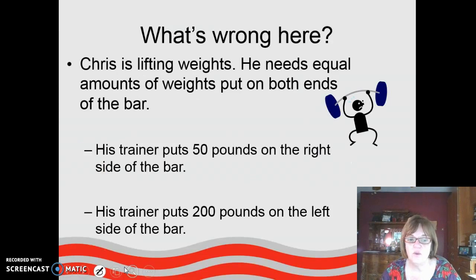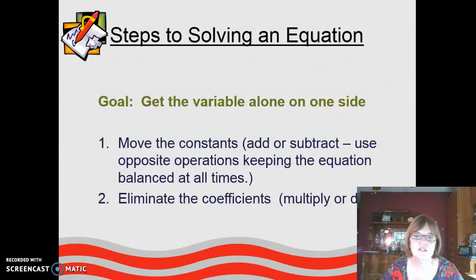And you all know that when you lift weights, I know Kelly lifts weights, so for her, she knows that she has to keep both sides even. You don't put 50 pounds on one side of the bar and 200 on the other. You'd be tipping over. So that's the same idea with equations. We need to make sure that we keep them balanced at all times. So whatever we do to one side of our equation, we do to the other side of the equation.